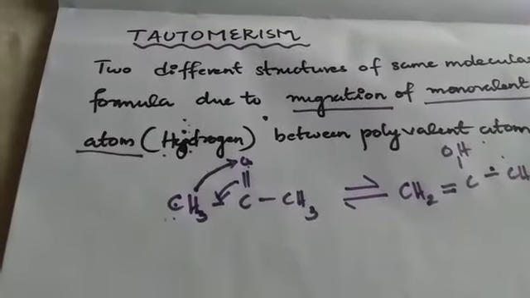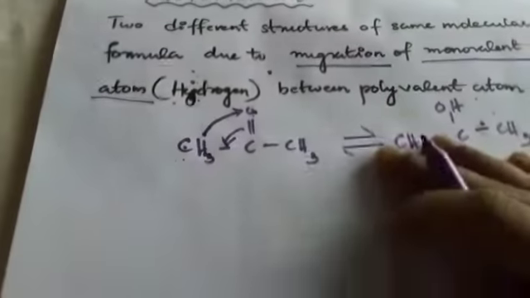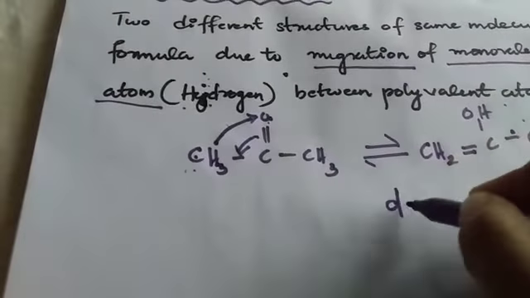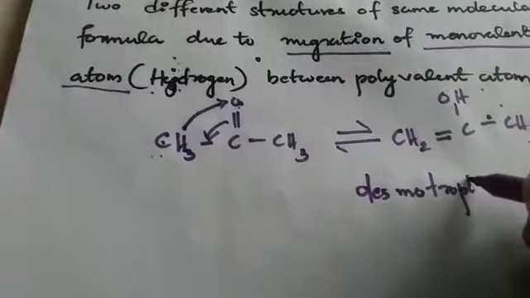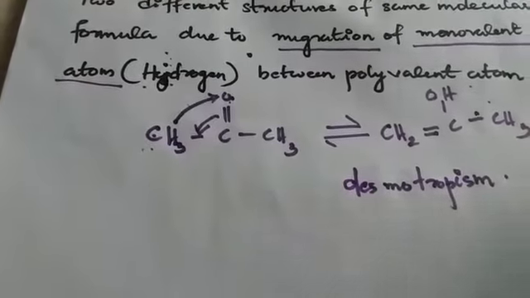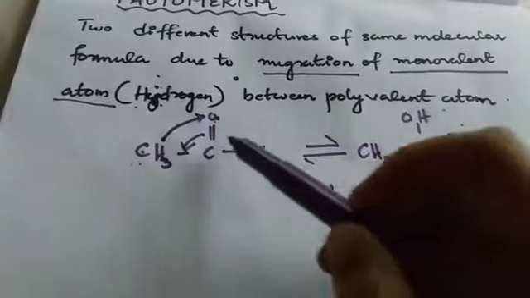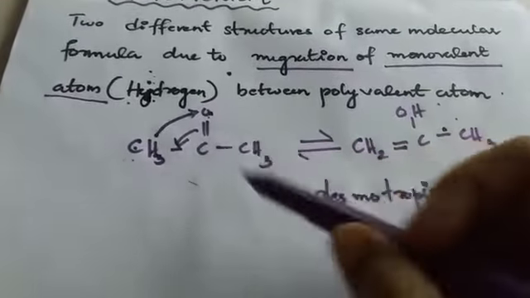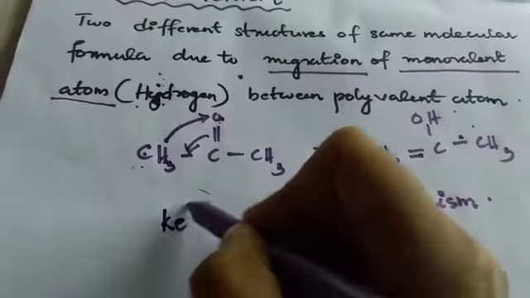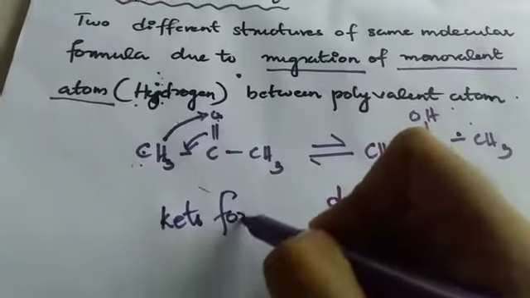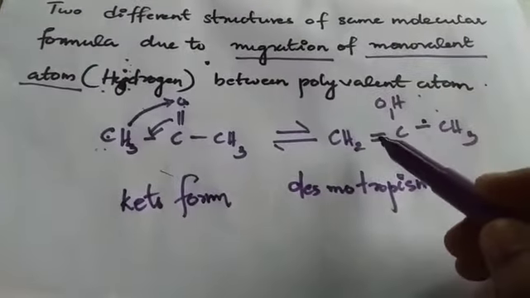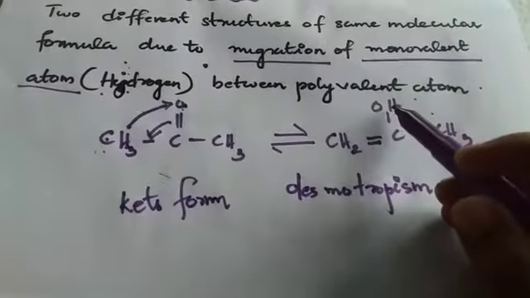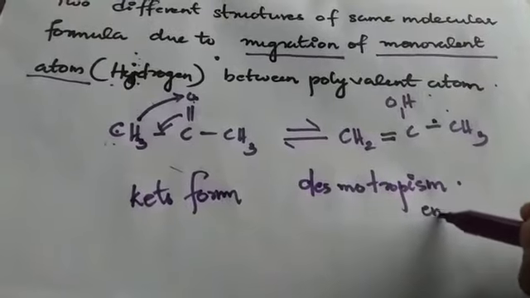Tautomerism is a structural isomerism and it is also known by the name desmotropism. So look students, this compound has a carbonyl group and this is the keto form. This other group has a double bond and an OH group, so it is known as the enol form.